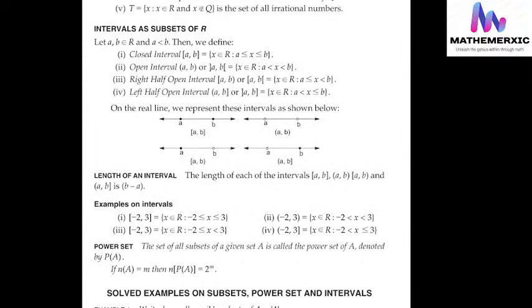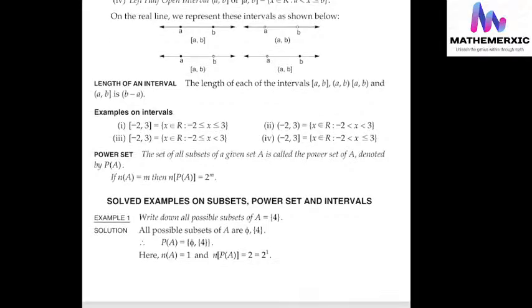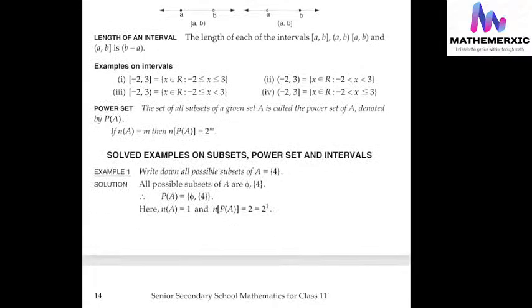So both open, dots are not filled up, and both closed, dots are filled up, and right open, left open. We can write like that. Length of each of the interval, of any of the interval, that is A comma B, closed, open, right open, left open, is B minus A. Examples of intervals, what we can say?